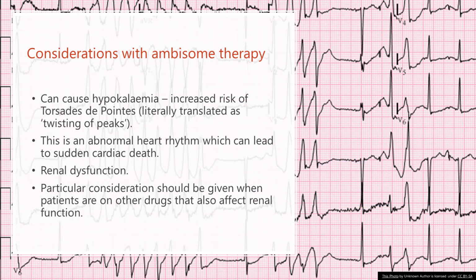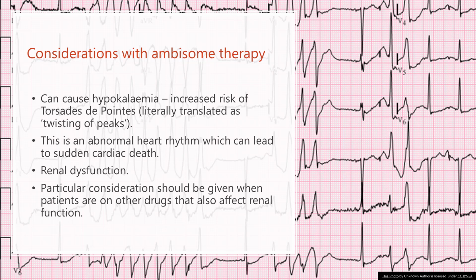Some considerations with Ambisome therapy, because it can cause hypokalemia, and obviously this can increase the risk of torsade de pointes, which is literally translated as twisting of the peaks. This is an abnormal heart rhythm which can lead to sudden cardiac death.